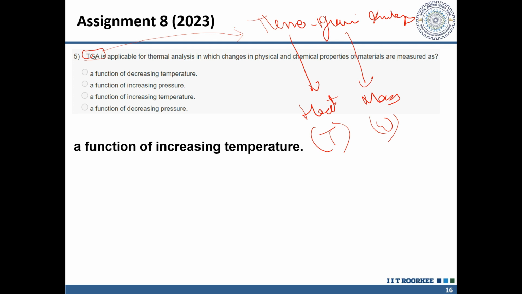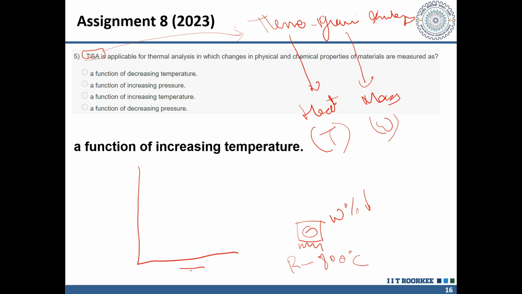So what this analyzer does is that we provide a sample to it, enclose it in a closed environment and heat it. The sample is heated from room temperature to, let's say, 800 degrees Celsius. And with the temperature, we will see the weight loss, that is, how much weight is being lost during this temperature range. So a graph is plotted like this. The x-axis is temperature and the y-axis is weight loss.